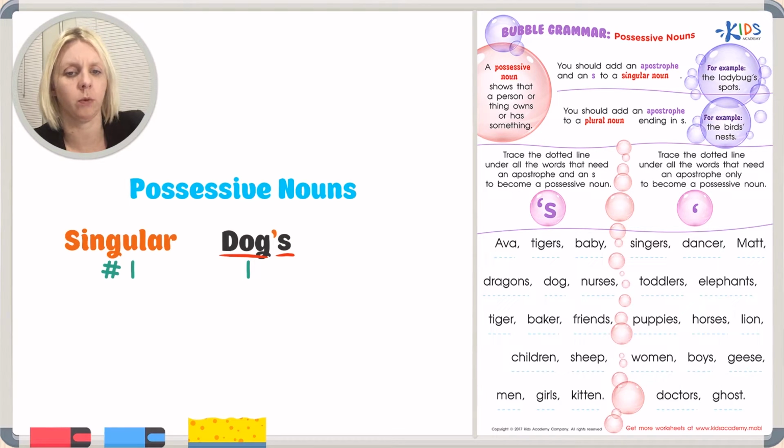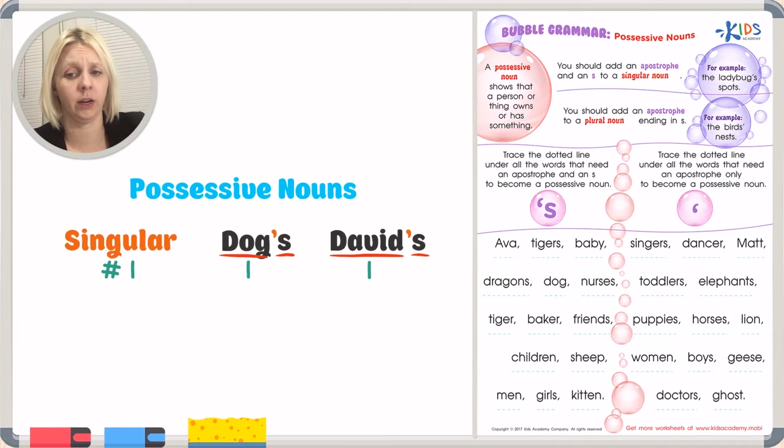Let me give another example. Let's say the name David. David is just one person. So if David is just one, I would want to show that he owns something. So let's say we're talking about David's backpack. I would show that it's his backpack, or that it's a possessive noun, by adding an apostrophe S. And I know to add an apostrophe S because David is just one.